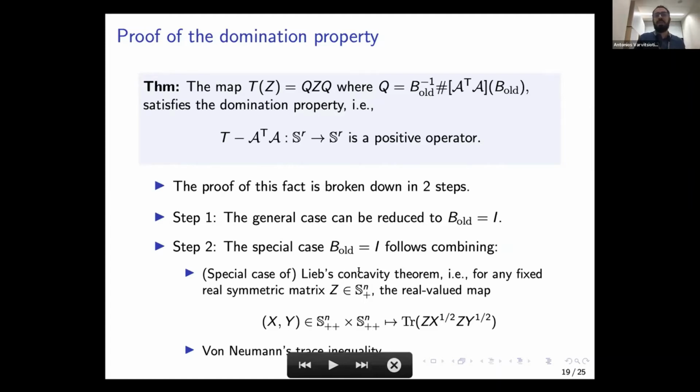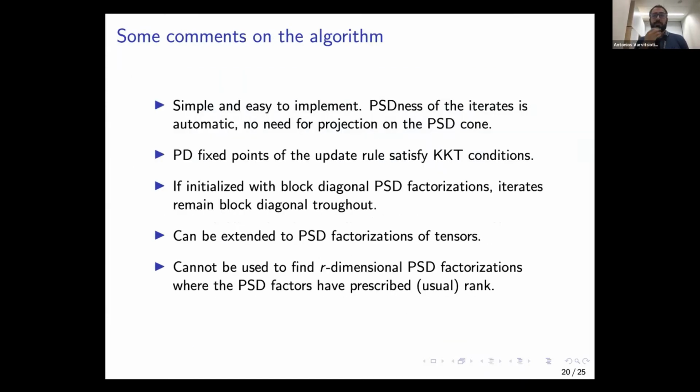But somehow you're going to need to invoke Lieb's concavity theorem and the von Neumann trace inequality and patch things together in a nice way, and it works out beautifully. Okay, and maybe some comments about this algorithm.